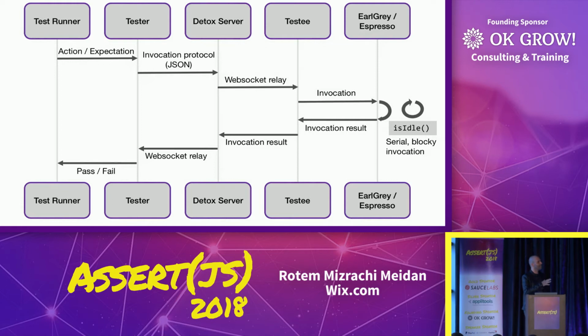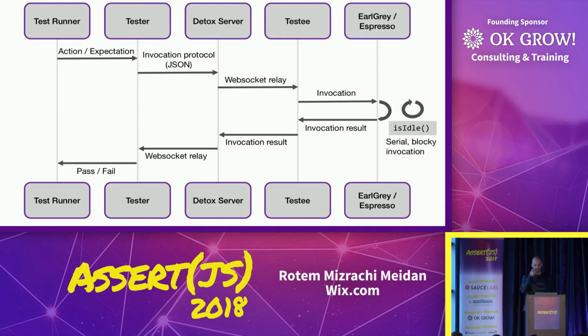So, okay, let's take a look. I'm going to go quickly over this. This is a high-level diagram with a few examples. We can understand how everything works, all the parts in the system. So the test runner runs an action or expectations and awaits on a promise. That's all. And then the tester is the Detox code that runs inside Node.